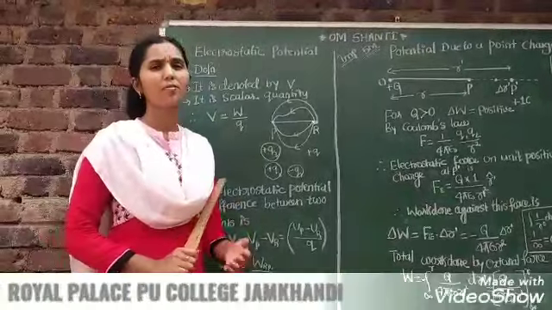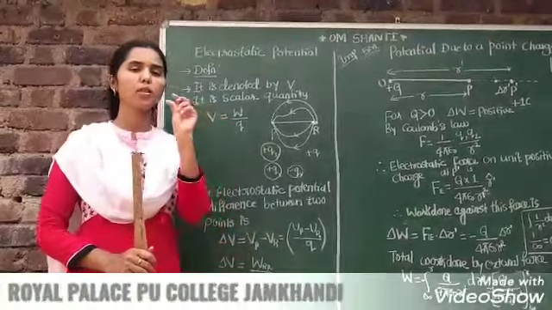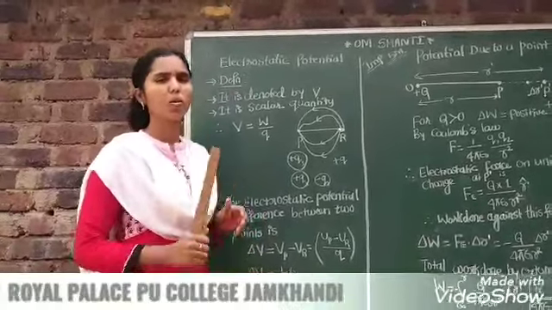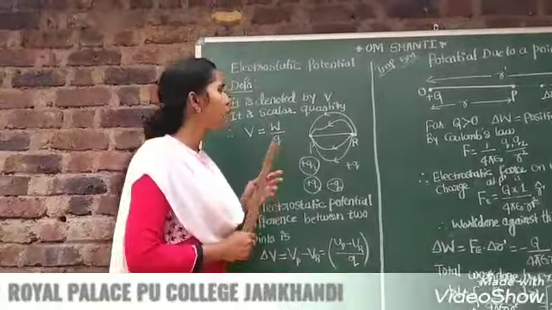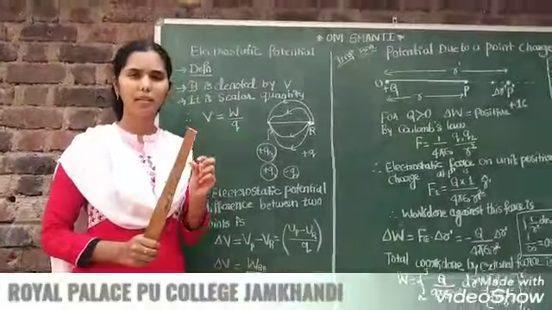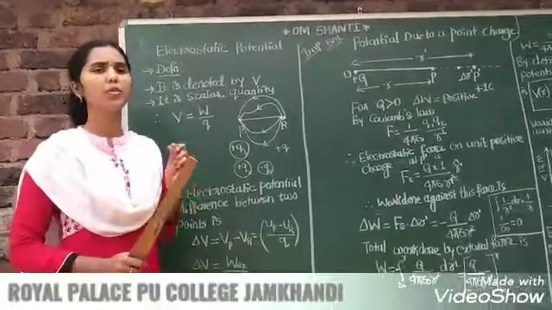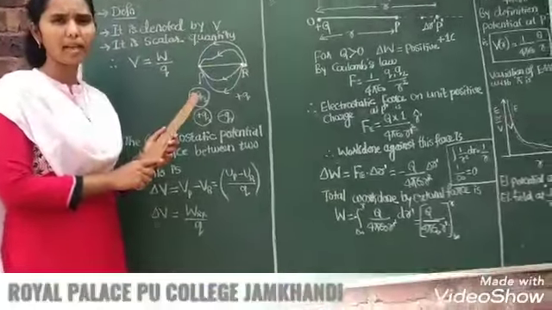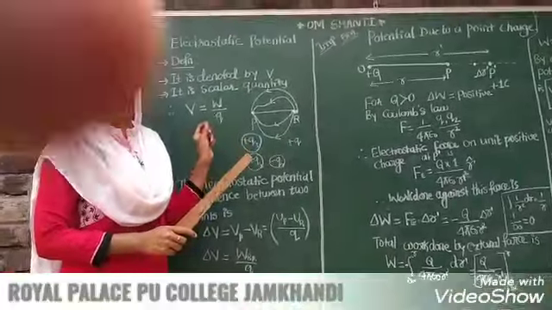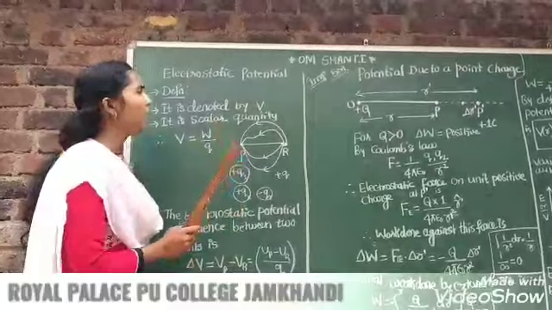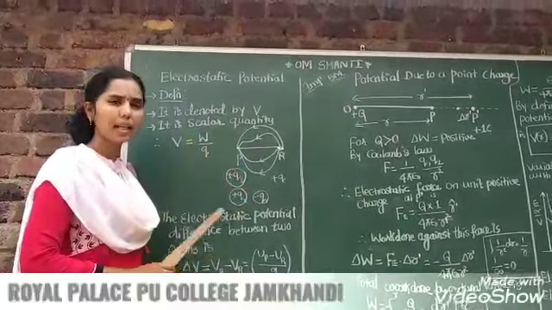In the last class we studied up to the electrostatic potential energy, right? And its definition. What is a potential energy? Potential energy means the amount of the work done to bring a unit positive charge from infinity to the given point, right? Against the electrostatic force of the field, that we call the electrostatic potential energy.